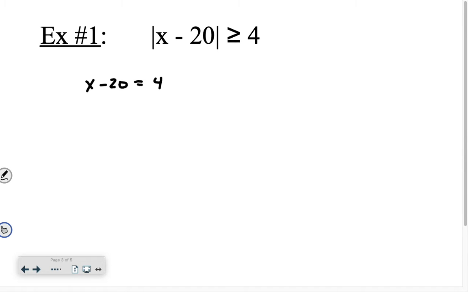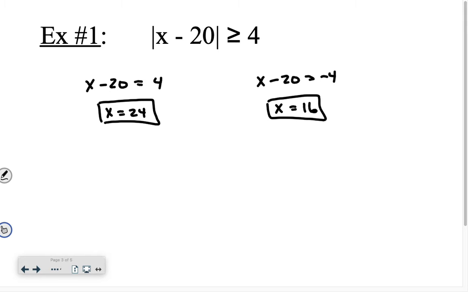Negative 4. You have to set it equal to the numbers that are, in this case, 4 units away from 0. So x minus 20 equals negative 4. And now we solve separately. Now we're finding our critical points that we're going to put on the number line. Add the 20 over. We get 24 from the first equation. Add the 20 over, and we end up with 16 from the second equation. There are your critical values.